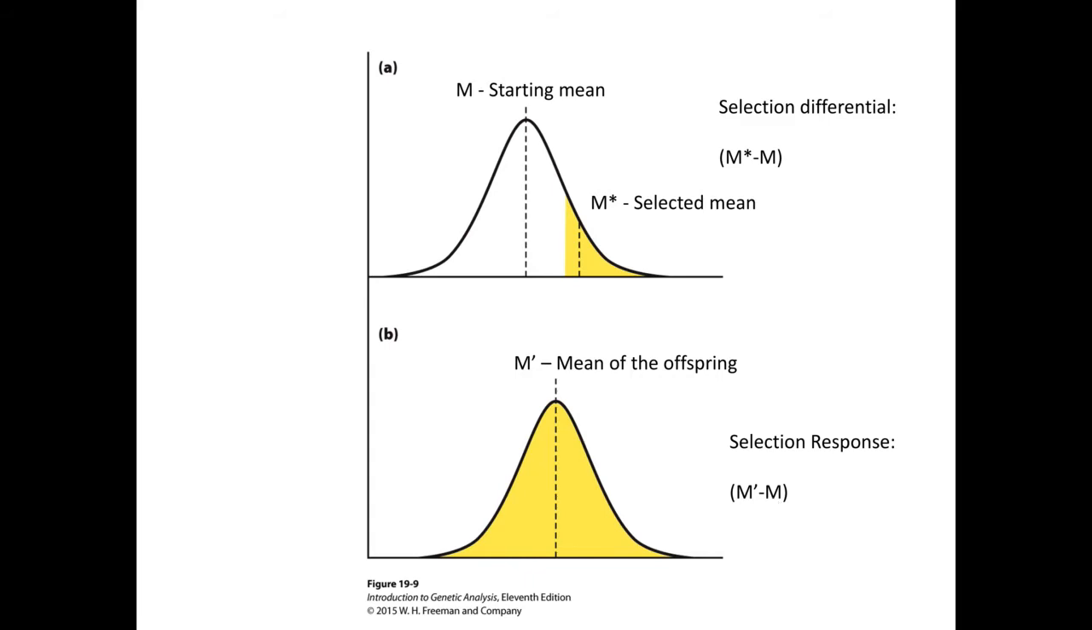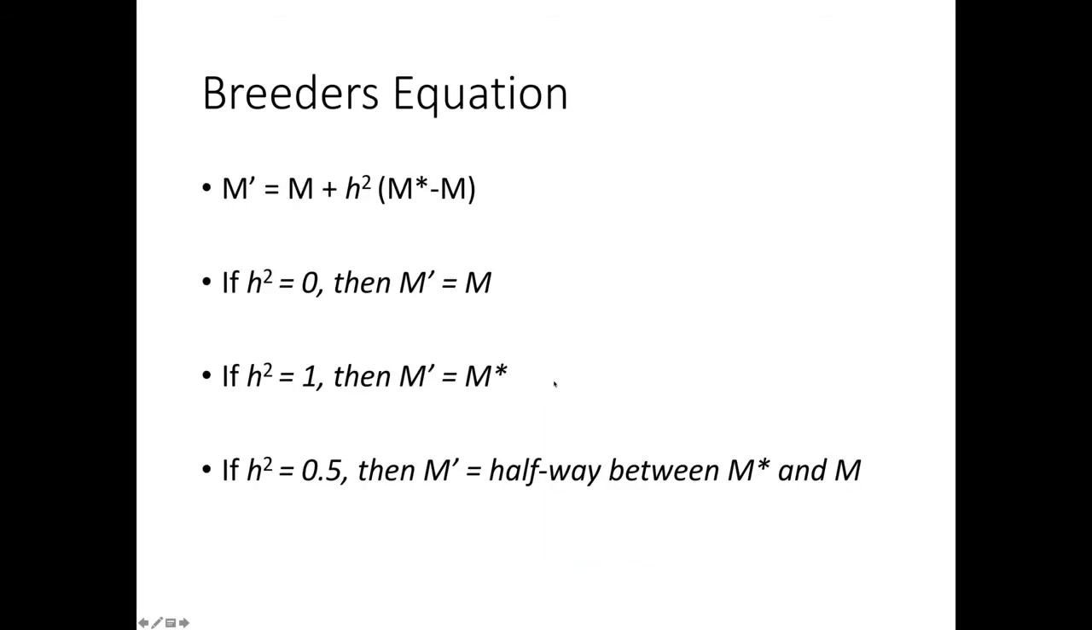Okay, so let's keep those things in mind: M versus M star, which is the selected, and then the mean of the offspring. These are all mated, and then this is the new mean. You can see it's shifted to some extent. It hasn't maybe shifted all the way here, right? It started here, you selected here, you ended up here.